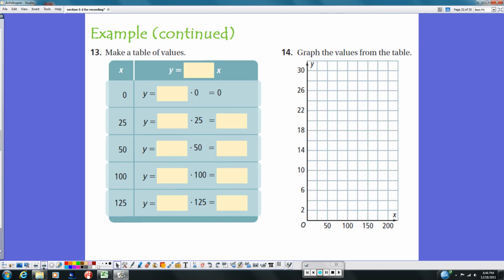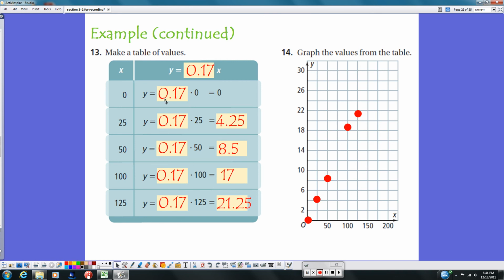Using that equation, we're going to figure out a table of values so that we can create a graph. So y equals 0.17x. We're going to just pick some values. They've chosen 0, 25, 50, 100, and 125 for us. We multiply 0.17 by each of those numbers, and that gives us another number. So we're going to graph the point 0, 0. We put a dot. 25 and 4.25. We put a dot. 50 and 8.5, 100 and 17, 125 and 21.25, and this would be our graph.